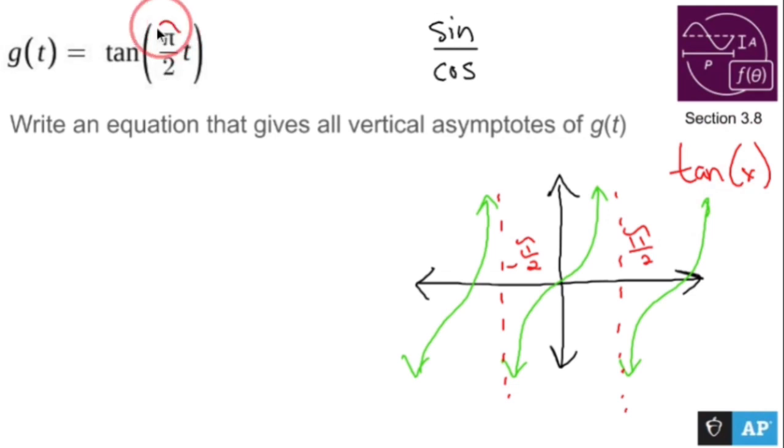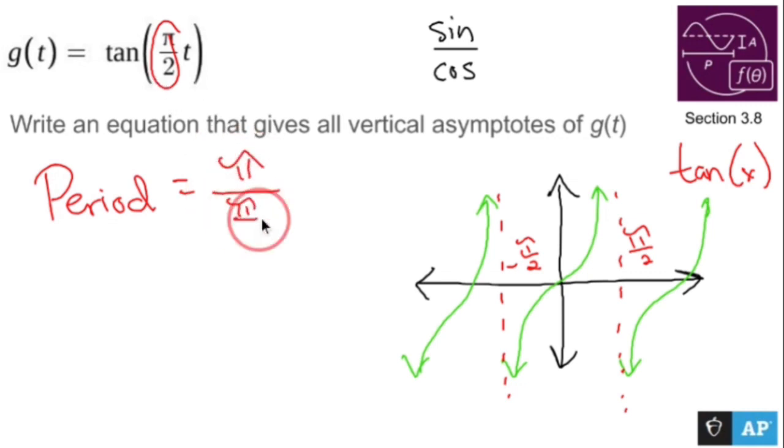Now the difference between the regular tangent function, which I wrote out, versus this one is the fact that you have pi over 2 attached to your variable. The way you calculate the period for a tangent function, which is different from sine and cosine, is that the period of a tangent function is pi over your frequency. So pi over pi over 2.